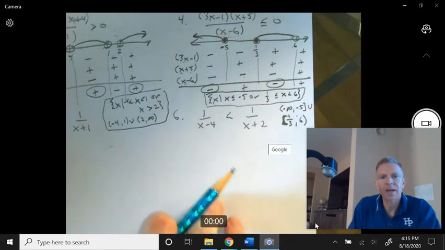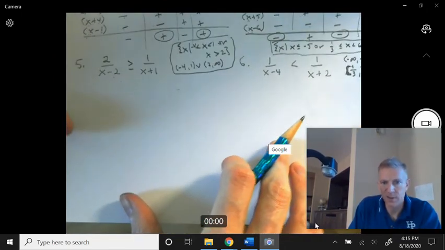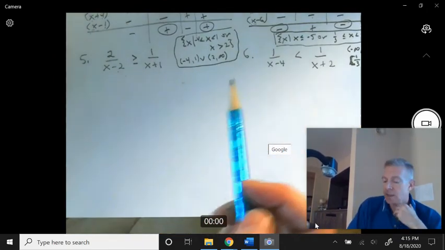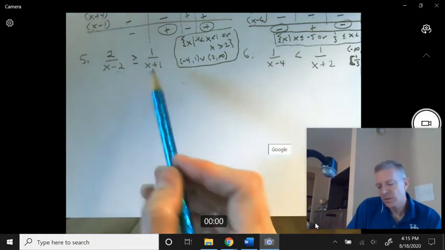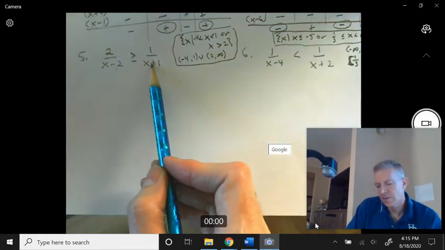Okay, now the last two at the bottom. These are a little more complicated. Notice you're not comparing to 0. And we can't multiply both sides by one of these things.